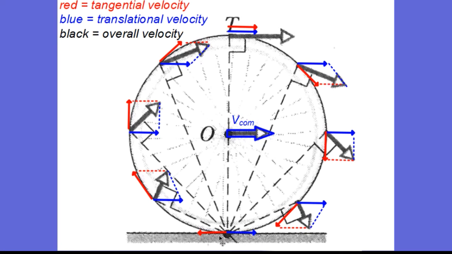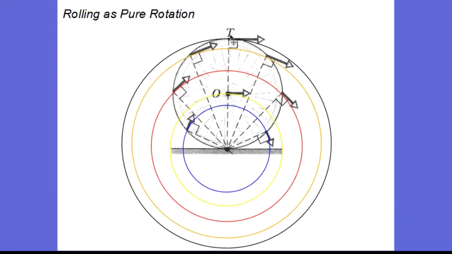And we see that in all these cases, the sum of the vectors does match our diagram here, showing that the velocity is increasing in magnitude until it's twice the velocity of the center of mass at the top, and then decreasing in magnitude back to a velocity of 0 at the bottom. And of course, the direction of the velocity is also changing.